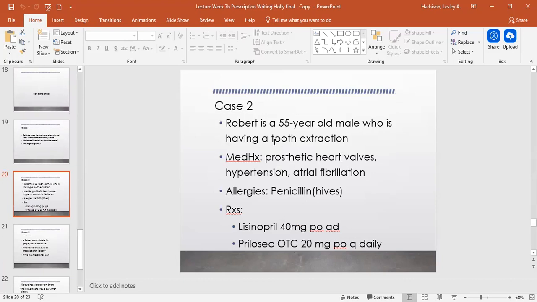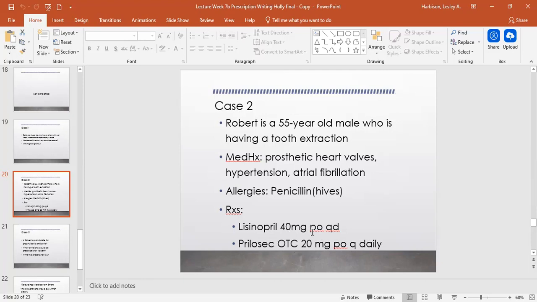Here's another case. Robert is a 55-year-old male who's having a tooth extracted. Medical history: he has a prosthetic heart valve, so this is a big red flag for premedication. He's got hypertension, atrial fibrillation, and an allergy to penicillin; it gives him hives. Prescription: he's taking lisinopril, which is a high blood pressure medication, and Prilosec over the counter, which is for heartburn or indigestion. He takes those by mouth daily. Now, he gets hives when he takes penicillin, so he's not going to be given amoxicillin.